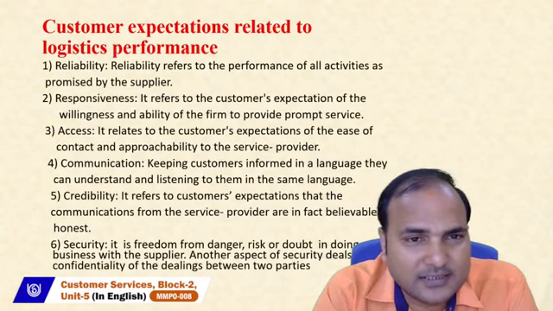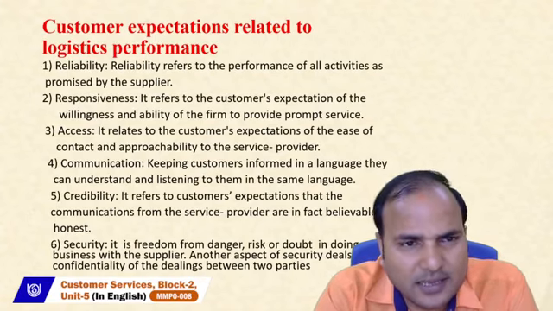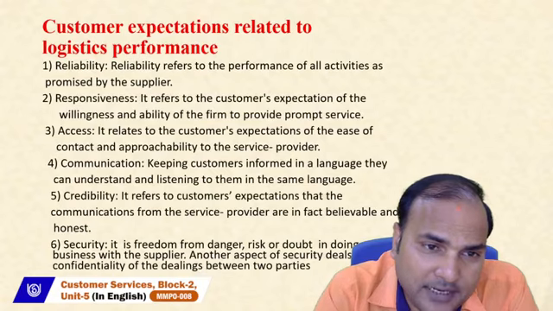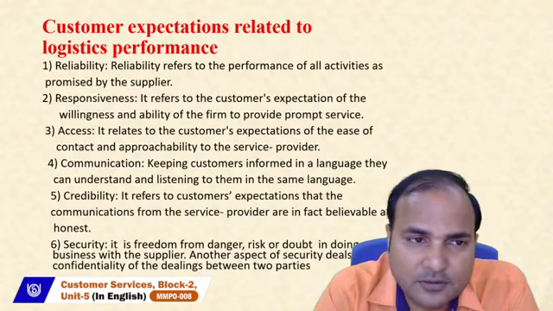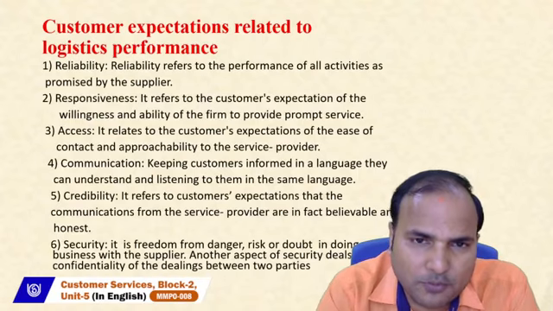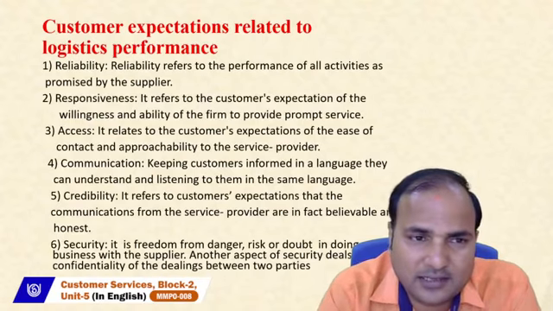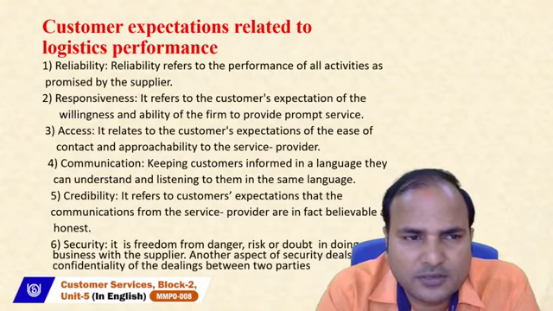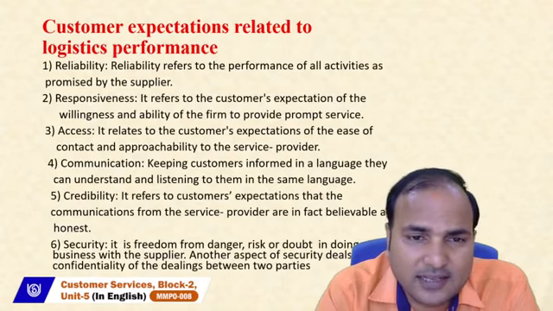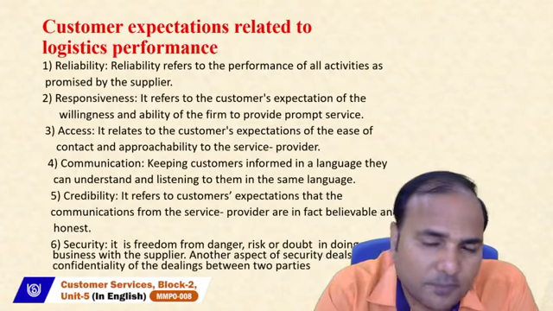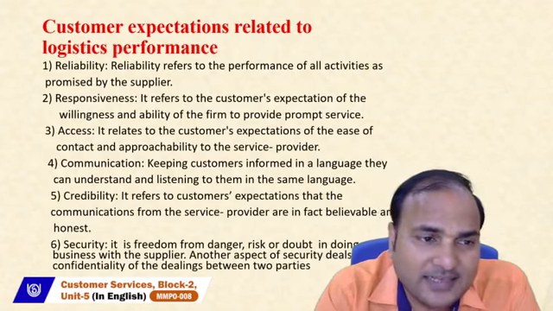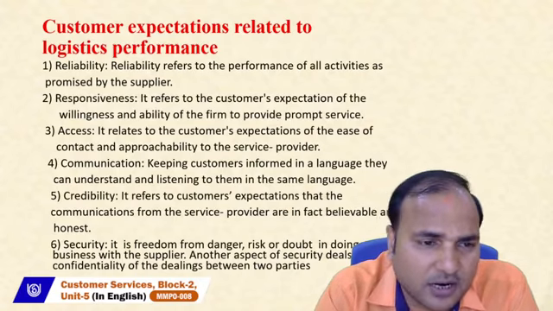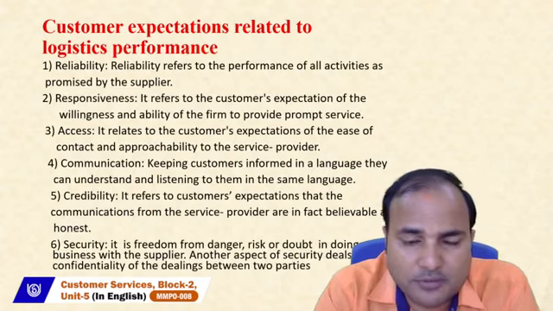Second is responsiveness. What is responsiveness? It refers to the customer's expectation of the willingness and ability of the firm to provide prompt service. So two things you have to relate: the customer's expectation of the willingness, and the firm's ability to provide prompt service. Third is access. It relates to the customer's expectation of the ease of contact and approachability of the service provider.